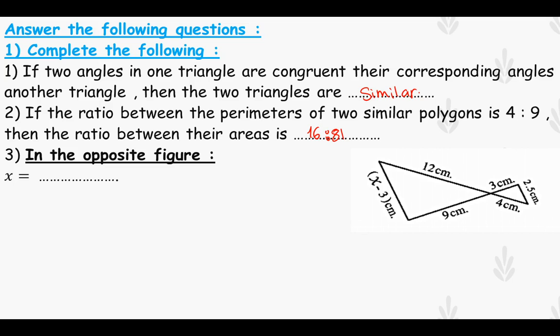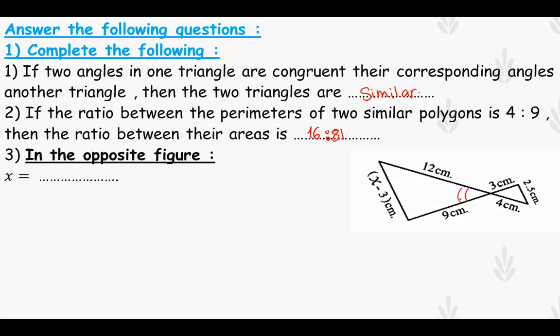Okay, here are two triangles, and I have to prove that they are similar. I know all three sides of the first triangle, but I don't know all the sides of the second triangle, so I can't use similarity second case. But here you can solve this example by similarity second case.